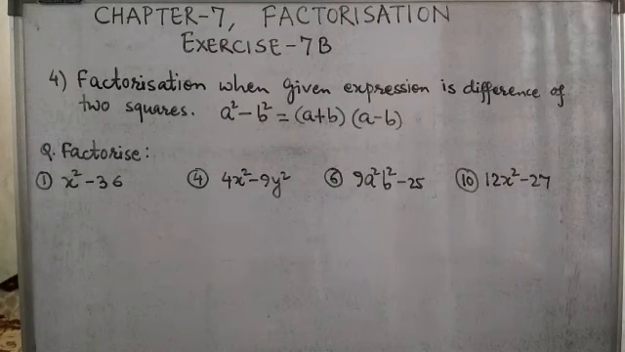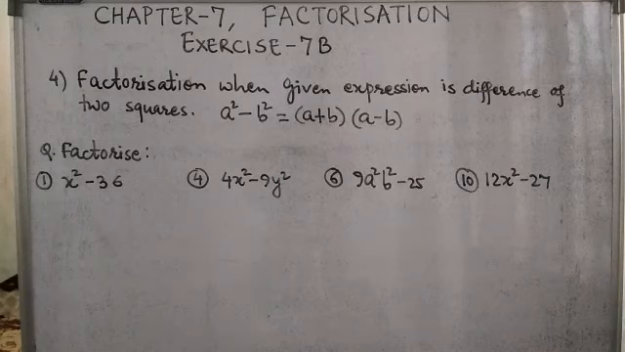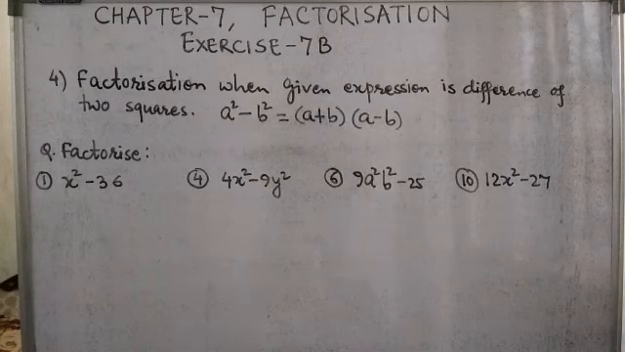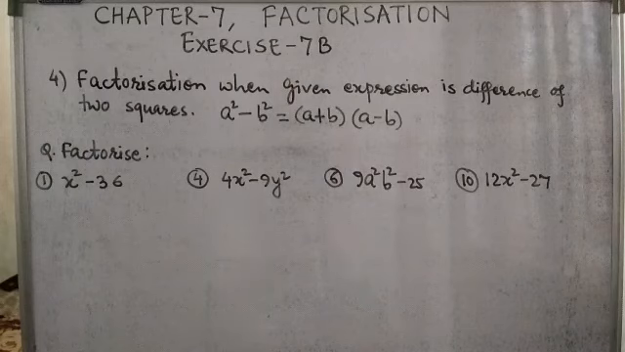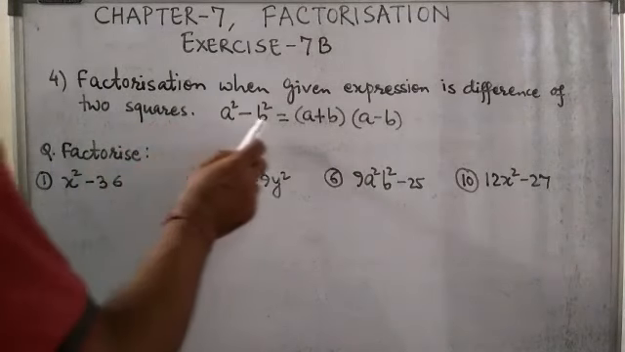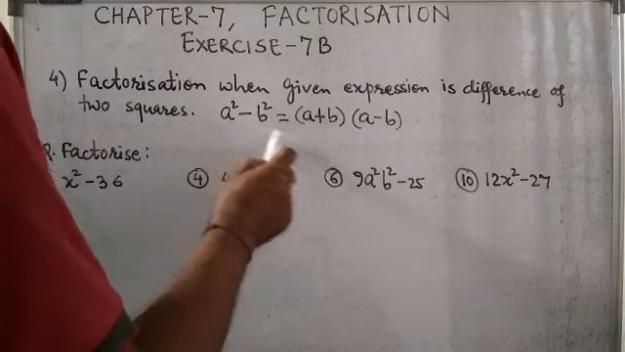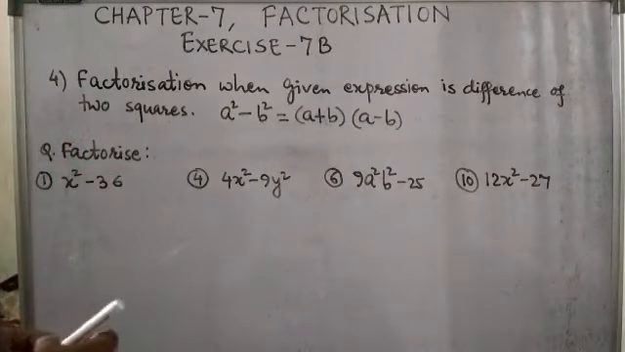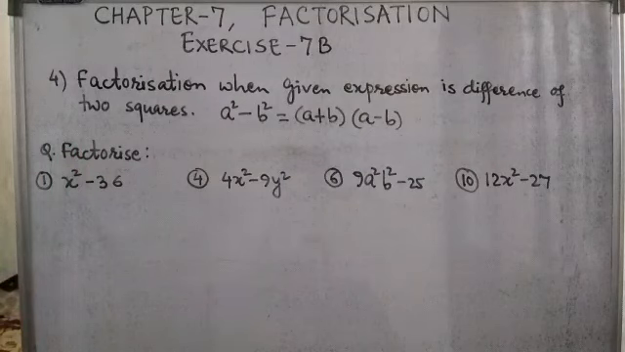Dear students, now we have to solve questions based on exercise 7b, in which we follow condition 4 for factorization. Here factorization is done when the given expression is a difference of two squares. Here is the difference of two squares, a square minus b square, which is equal to a plus b, a minus b, that we have learned in algebraic identities.